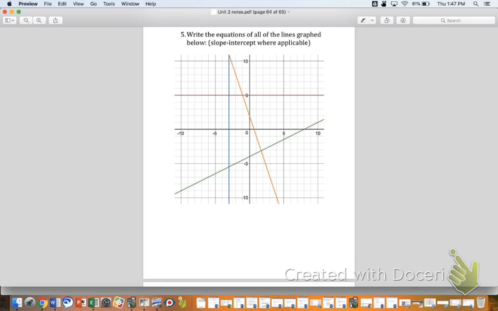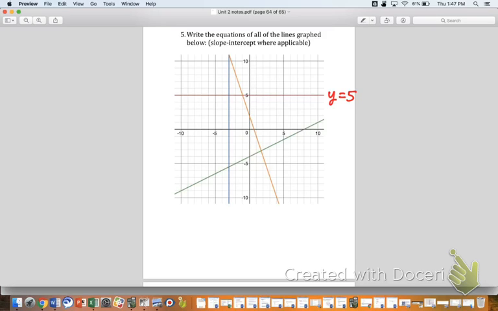Okay, so number 5 obviously is trying to take graphs right off of a graph and write the equation for those. So let's start off with the red line. Any suggestions on what you think the equation for that red line is? Chase, what do you think? Y equals 5. I totally agree. Horizontal line, why would I ski it? At 5, right? Y equals 5.